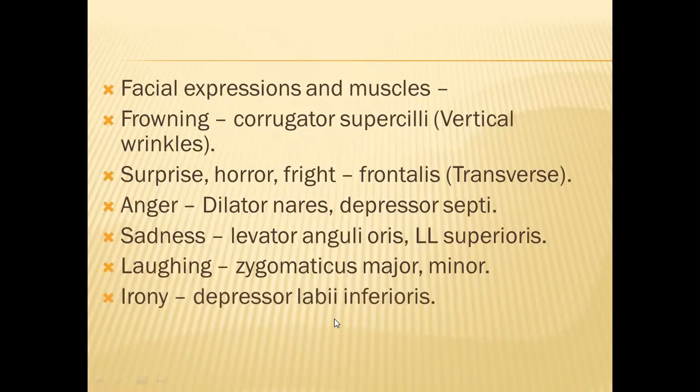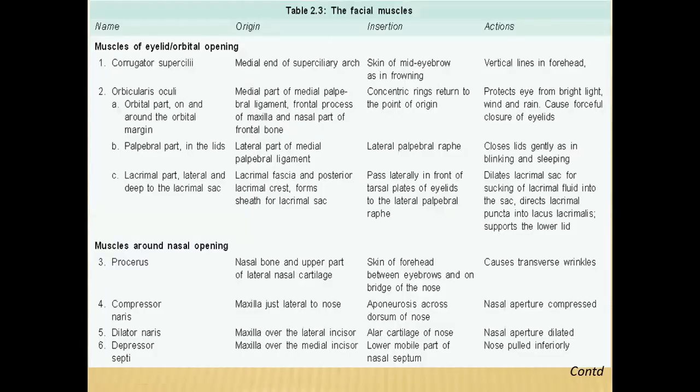Remember this one, laughing is because of zygomaticus major and minor, which are located over the cheek. Irony is the depressor labii inferioris, then grinning is because of the risorius, and disdain is because of the mentalis.